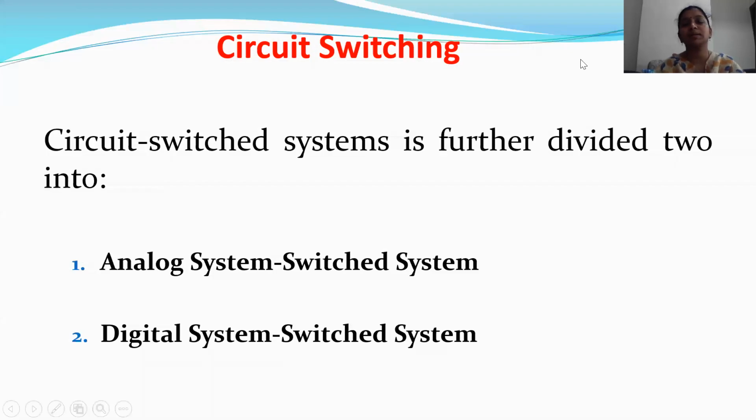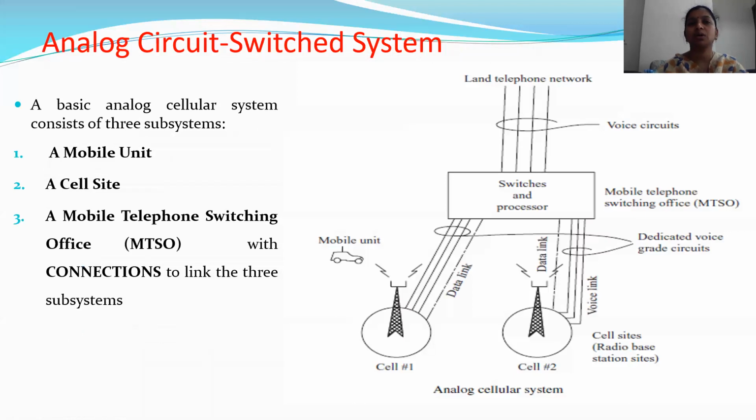So in this lecture, we will be discussing circuit switching. Circuit switching system is further divided into analog switching system and digital switching system. Coming to the analog circuit switching system, a basic analog cellular system consists of three subsystems: a mobile unit, a cell site, and a mobile telephone switching office, with connections to link the three subsystems.